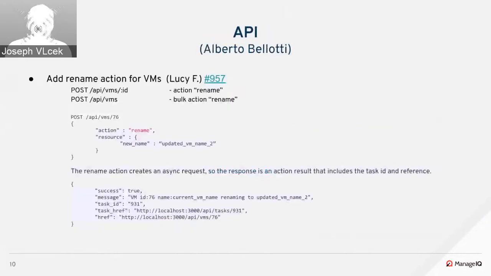On to Alberto. Hey, thanks, Joe. So for the API, we have a couple of enhancements that came in. Lucy added the rename action to VMs, showing here doing a rename on a single VM resource, and there's also the availability to do it in bulk. Essentially, it's the rename action and the new name of the VM, and that action does create an async request, so you can see the response that includes the task ID and href that can be queried later. Next slide, please.